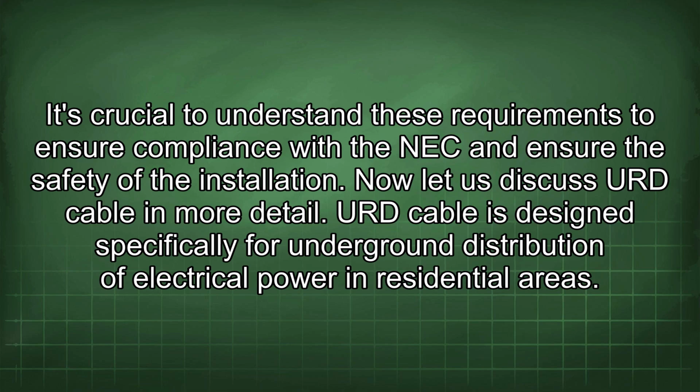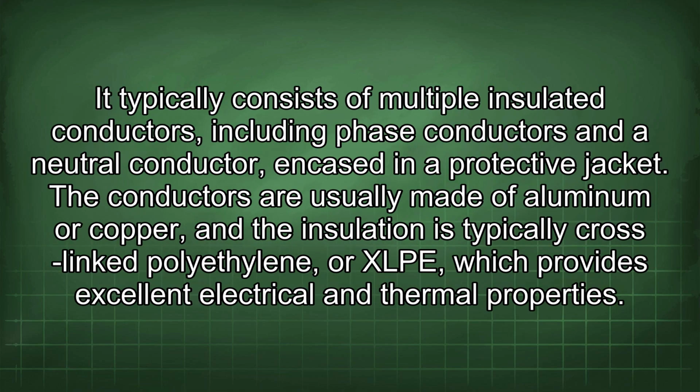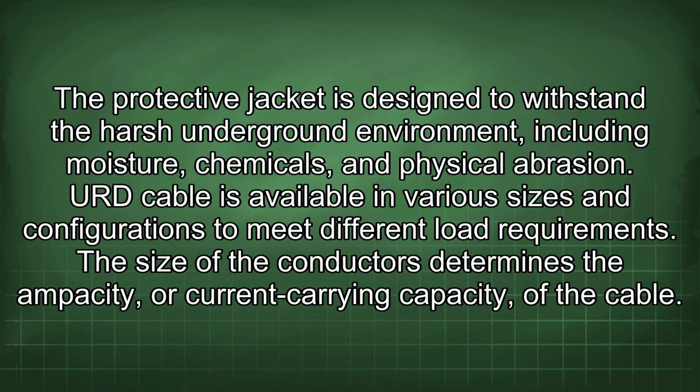Now let us discuss URD cable in more detail. URD cable is designed specifically for underground distribution of electrical power in residential areas. It typically consists of multiple insulated conductors, including phase conductors and a neutral conductor encased in a protective jacket. The conductors are usually made of aluminum or copper, and the insulation is typically cross-linked polyethylene, or XLPE, which provides excellent electrical and thermal properties. The protective jacket is designed to withstand the harsh underground environment, including moisture, chemicals, and physical abrasion.